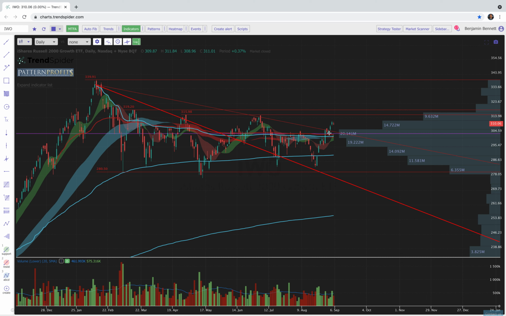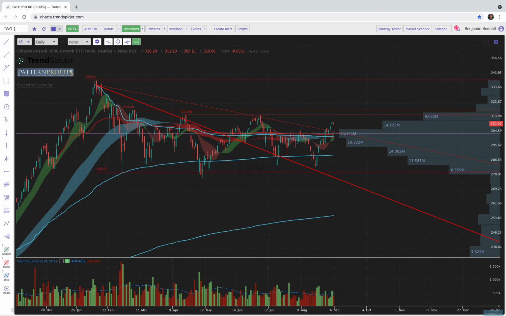We start with IWO, our proxy for small cap growth. We did get a nice move, cleared that descending trend line last week, still looking for a move here to between the 316 and 319 level. That would be the upper range of this channel and an area of interest above.